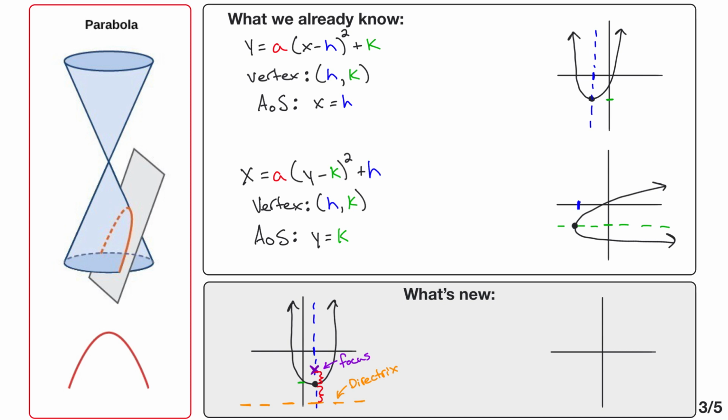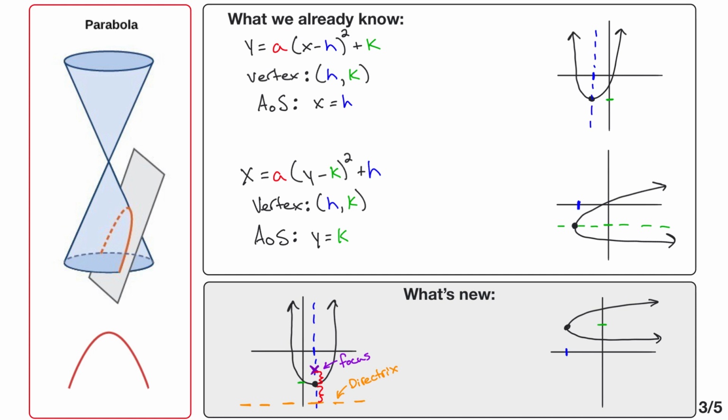Now, before I go into how to actually find that value, which is called the focal length, I'm also going to show you visually what it looks like if the parabola is horizontal. So here's a horizontal parabola. Again, the h value is how far you move left or right to find the vertex. The k value is how far you move vertically, up or down, to find the vertex.